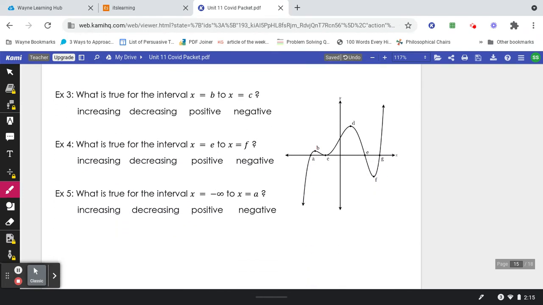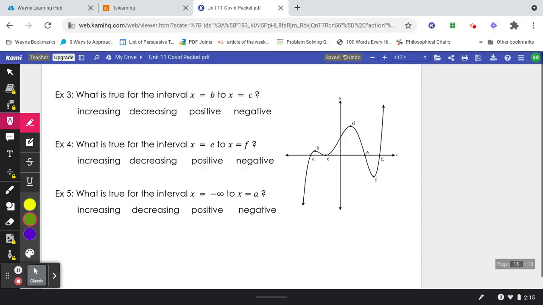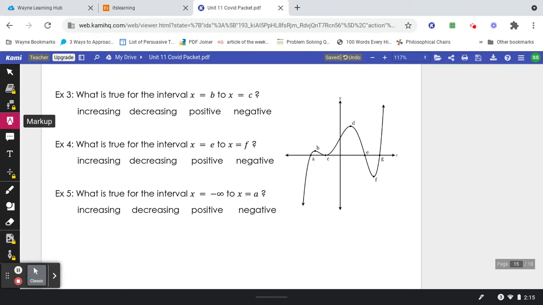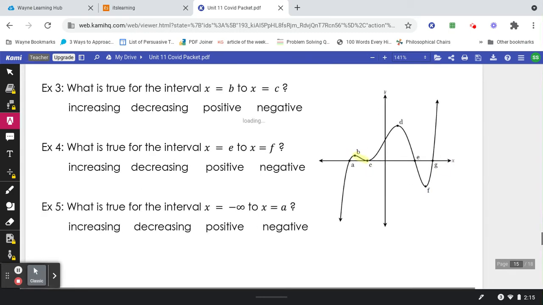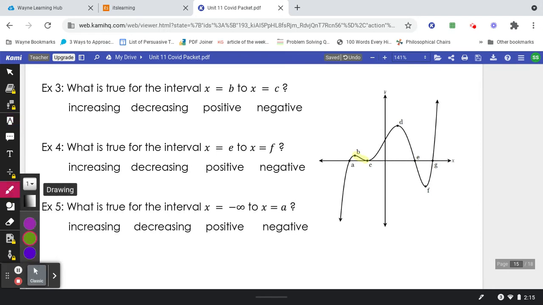Example 3, we have a new graph here. All right, so let's find what is true for the interval x equals b to x equals c. It's just this little section right there. I'll zoom in a bit there. So from b to c, you should be able to see that that is decreasing, going downhill. And you should also see that it is above the x-axis, above the red line. So it's positive.